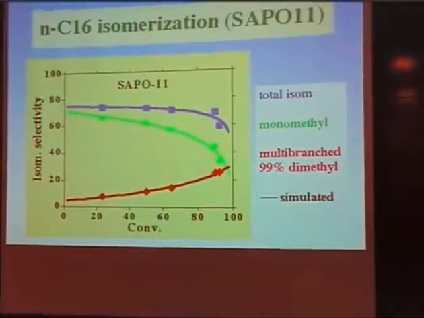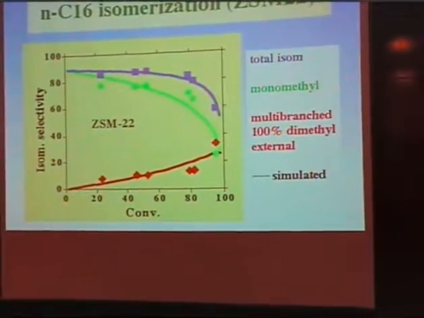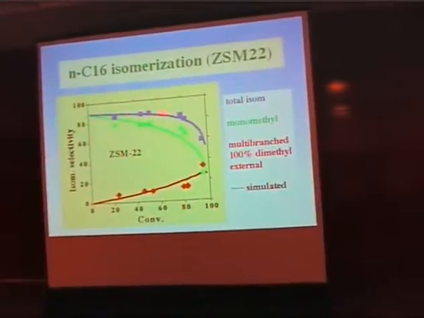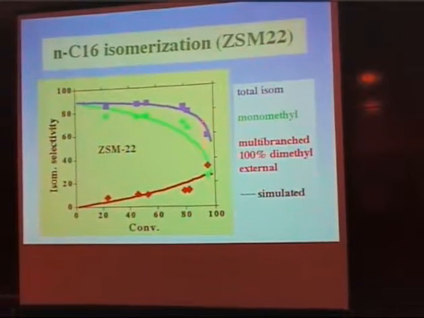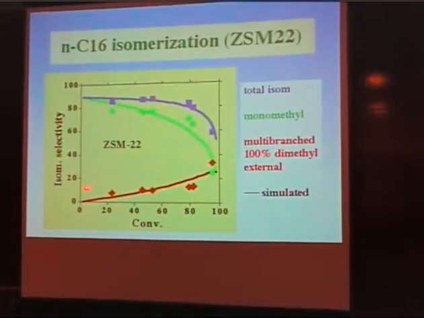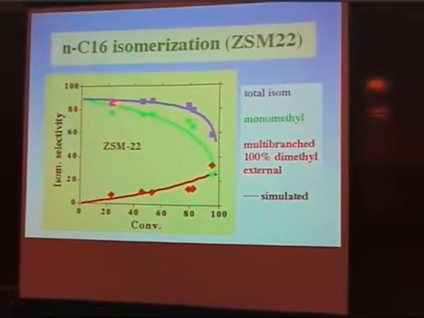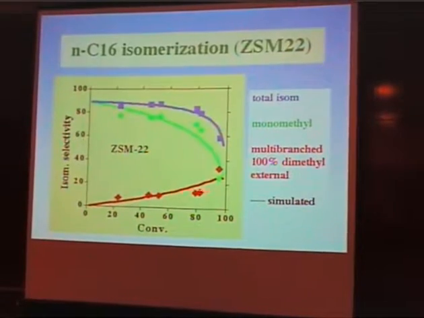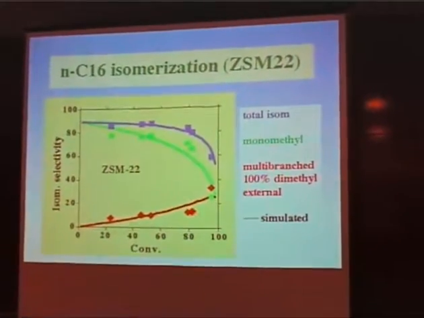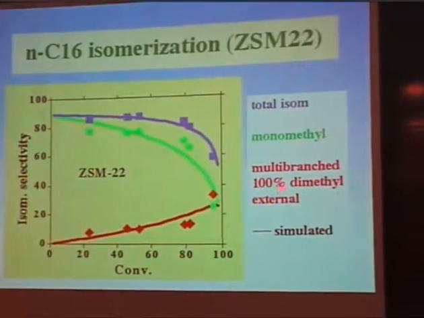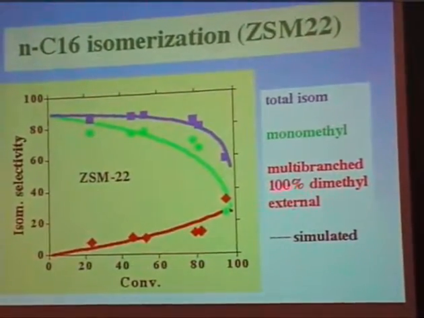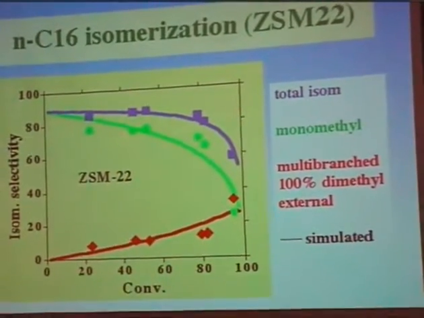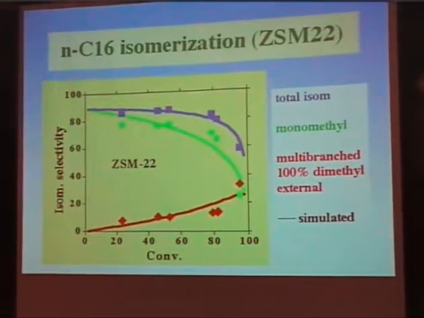Then we go to ZSM-22. There it's also very interesting, but more or less the same thing as on SAPO. You have a high selectivity, even if the selectivity is dropping at the end. You have almost no multi-branch product all along. Multi-branch started only after 50% of conversion, really significant, 10%. And they are exclusively dimethyl molecules, external on the end, on positions 2 and 3 on both ends of the molecules, which are not very nice for the pour point, as you remember.